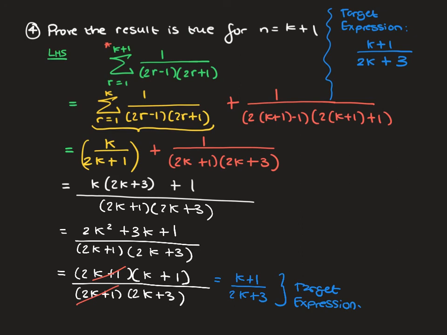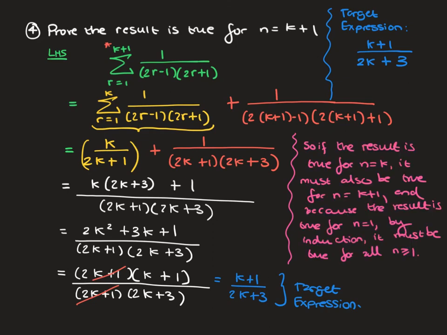The last thing left is to make sure we write down our concluding statements. Now, I've run out of space on my page, but I want to include it on the same slide for you. Make sure your conclusion is written neatly underneath the rest of your work. So if the result is true for n equals k, it must also be true for n equals k plus 1, and because the result is true for n equals 1, by induction, it must be true for all n greater than or equal to 1.